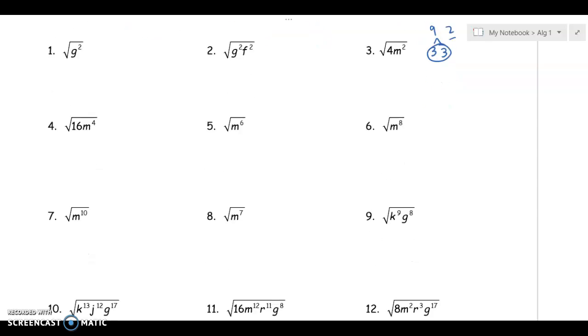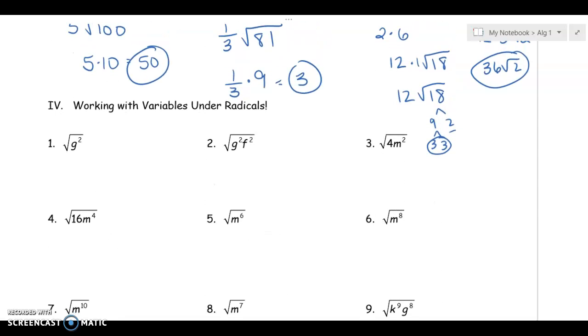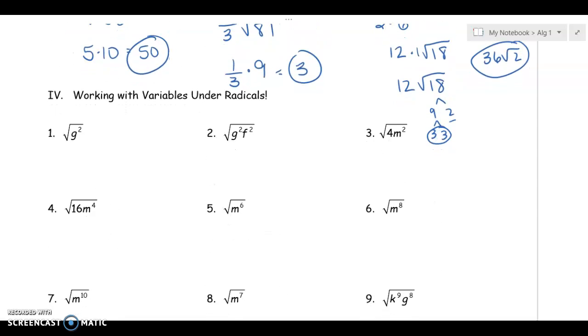All right, the last topic that we're going to talk about is letters. Letters are a little bit different. What's going to happen is with letters, you're looking for the pairs. So we're still kind of looking for pairs. If you think about g squared, that's the same thing as g times g.